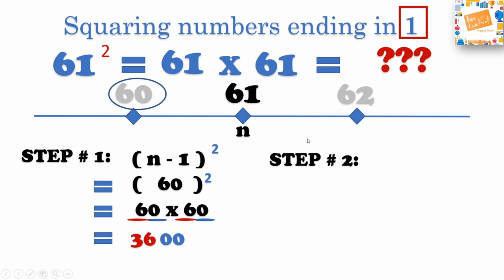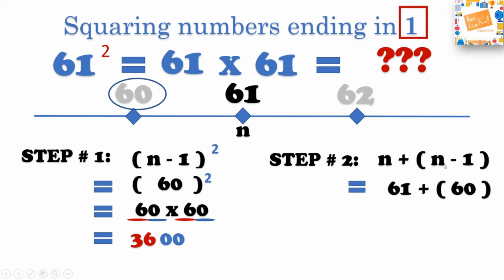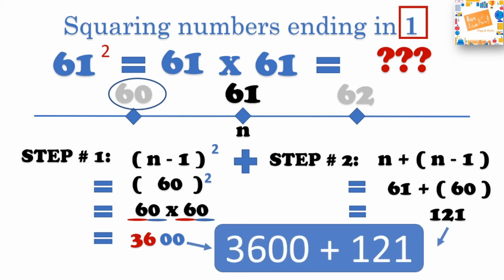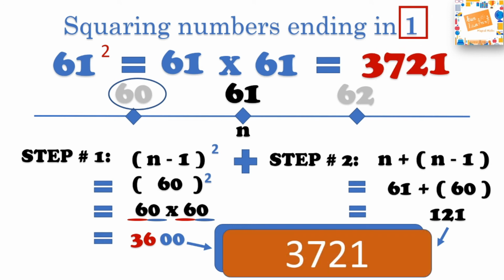Now let's look at step 2, which needs us to add 61 and its nearest 10, which is indicated as n plus n minus 1, which is 61 plus 60. That gives us 121. And now we need to add the answers of step 1 and step 2 together, which will give us 3600 plus 121, which is 3721, and that is the square of 61. Isn't this quick? Check it with the calculator and you will get the right answer.